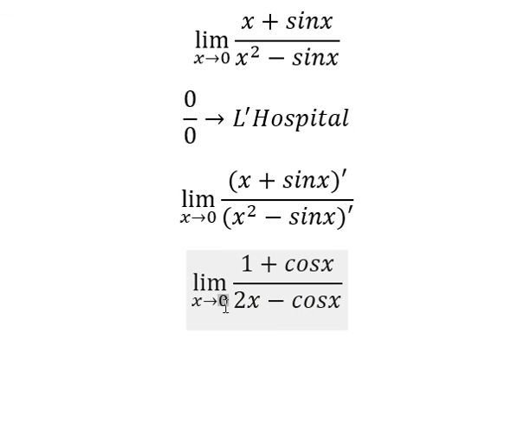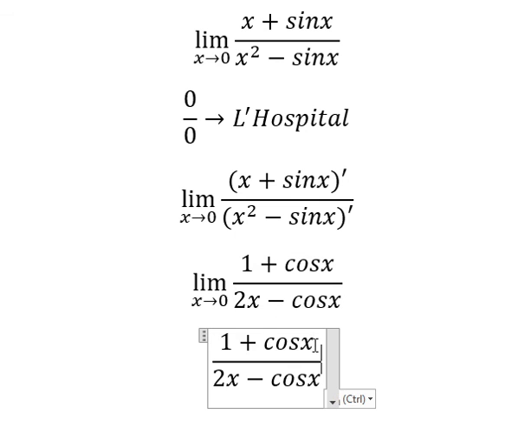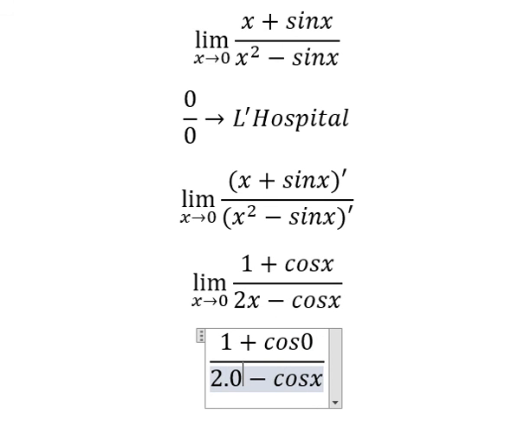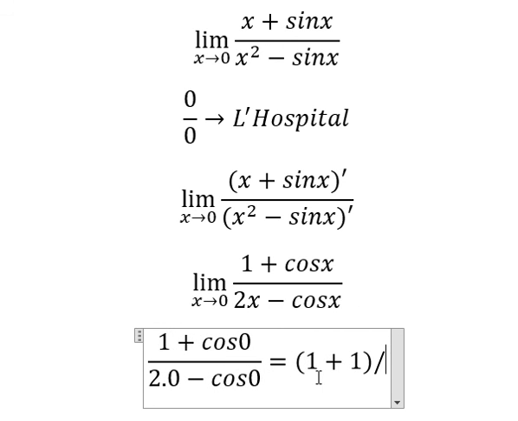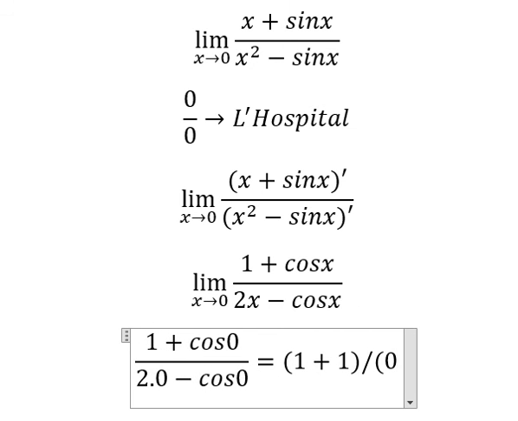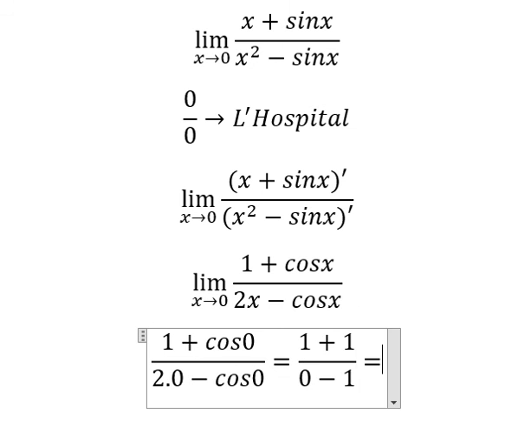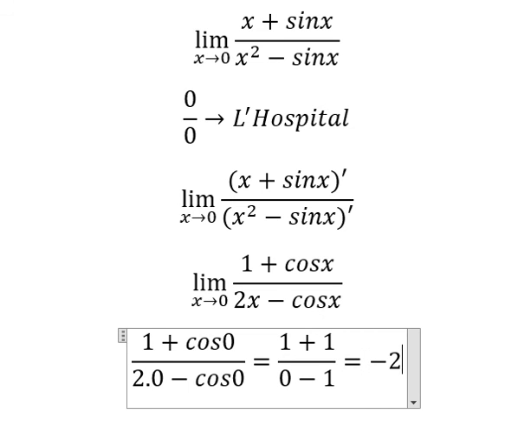Now we can put number 0 here, here and here. So we have 1 plus 1 over number 0 minus number 1. So we have negative number 2. And this is the final answer.